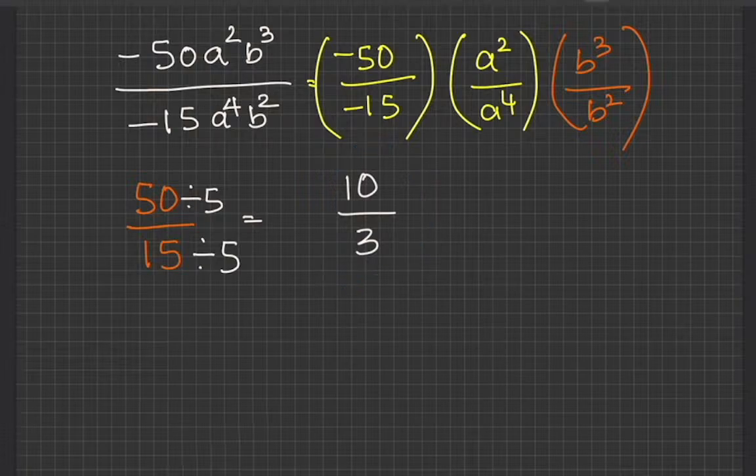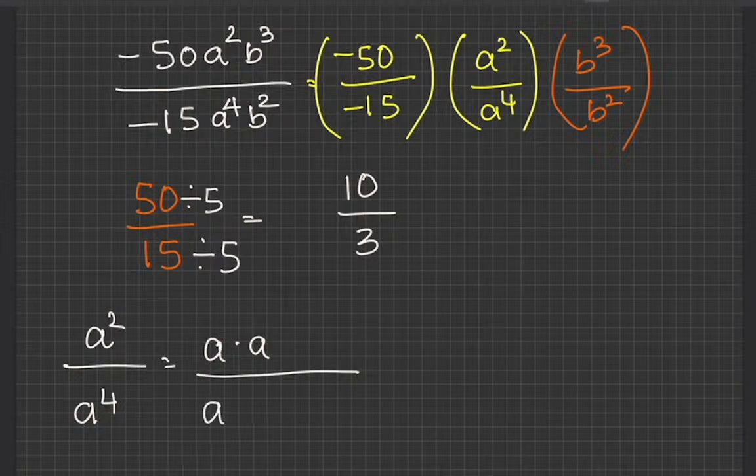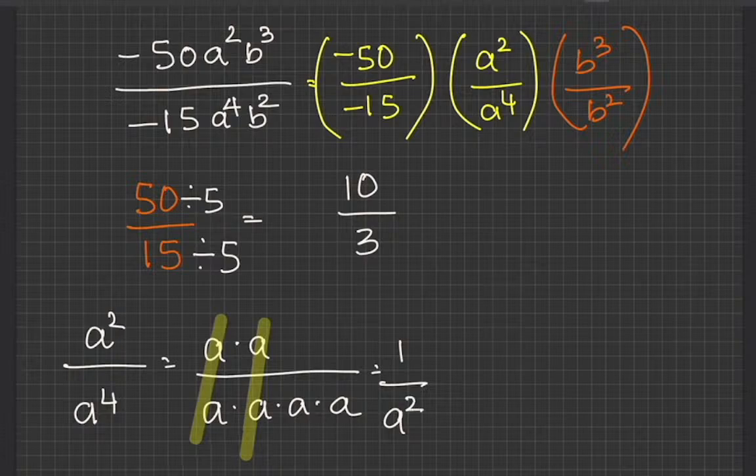Now what about a to the power 2 by a to the power 4? Let's expand this. a to the power 2 is nothing but a times a. a to the power 4 is a times a times a times a. Right? So these two get cancelled, and what I'm left with is 1 by a to the power 2.